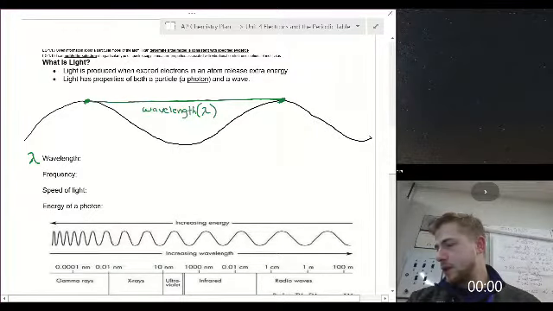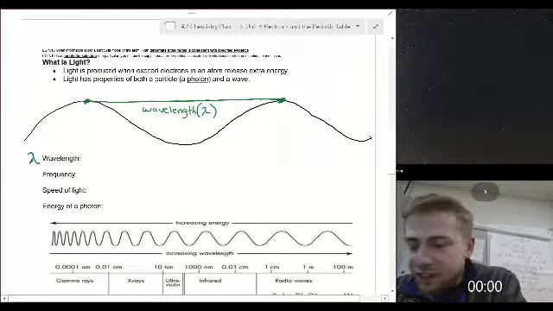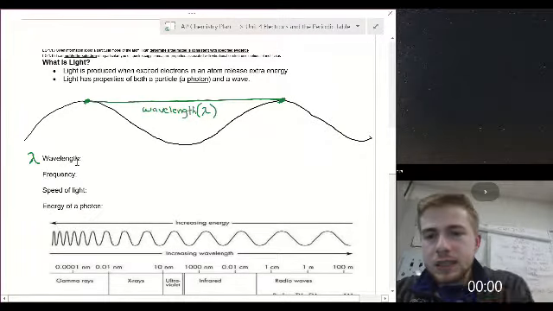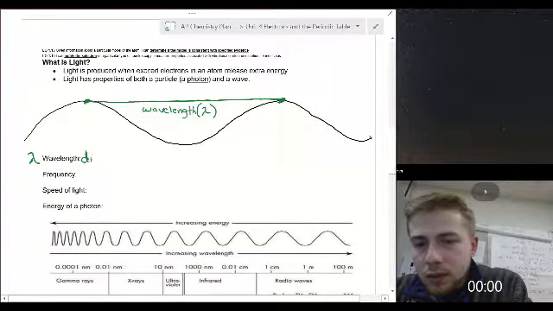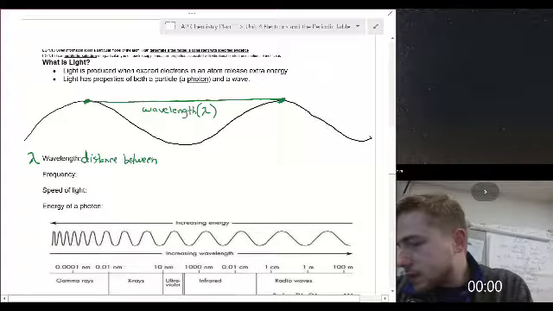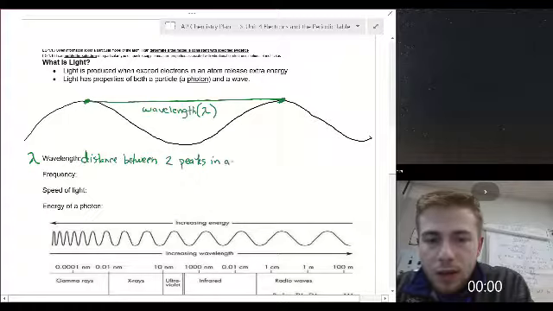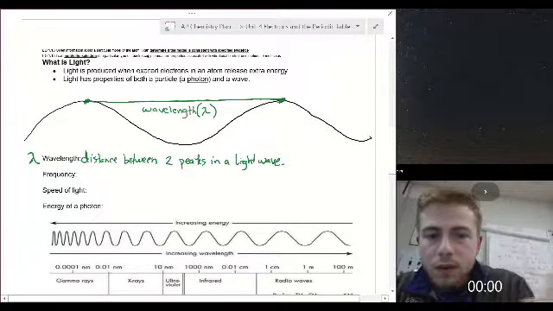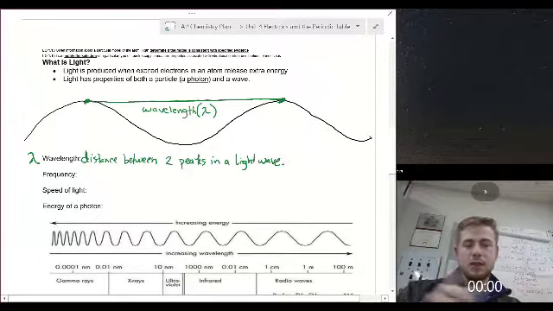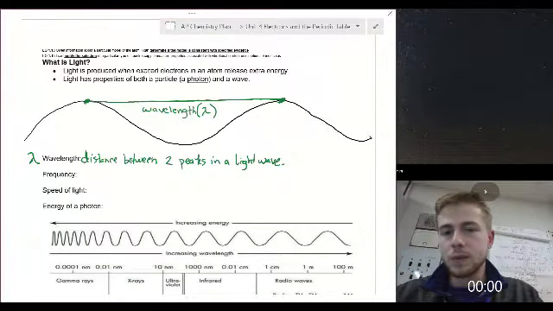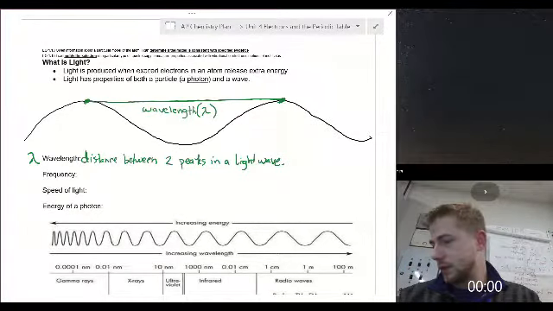Okay, and we will say that wavelength, we'll define it here, is the distance between two peaks in a light wave. Okay. The weird thing about this, I'll tell you about it later. Let's go on to frequency next, before we get too far into that.